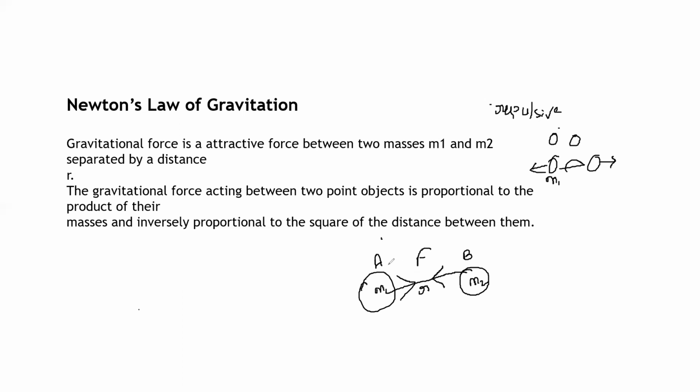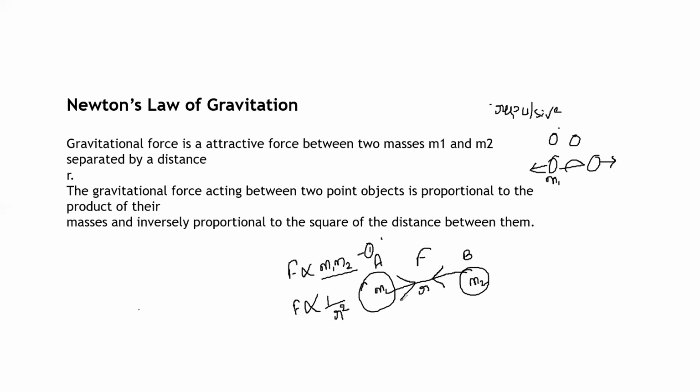So whatever the force between these two bodies is, I'll take it as F. This force between the two bodies is proportional to the product of the masses, and I'll write it separately as equation 1. And the force between the two bodies is inversely proportional to the square of the distance between them.